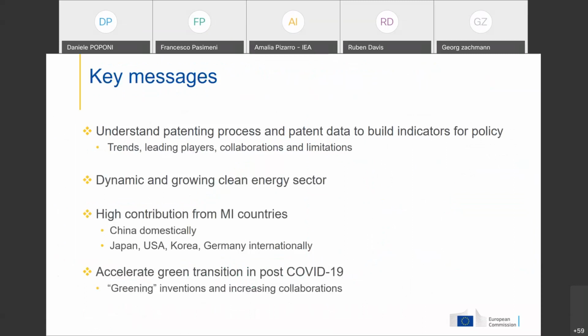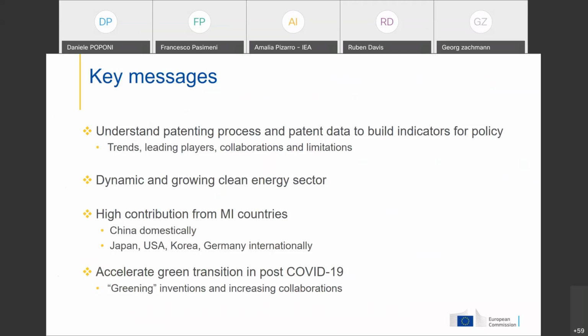And so to conclude, I summarize that it's absolutely important to understand the patenting process and the patent data in order to build indicators for policy. And similarly, it's important to understand the limitations of patent data. Overall, we saw that there is a dynamic and growing clean energy sector where every country highly contributes to this, and where China mostly protects inventions domestically, while Japan, US, Korea, and Germany play a more international game, let's say.